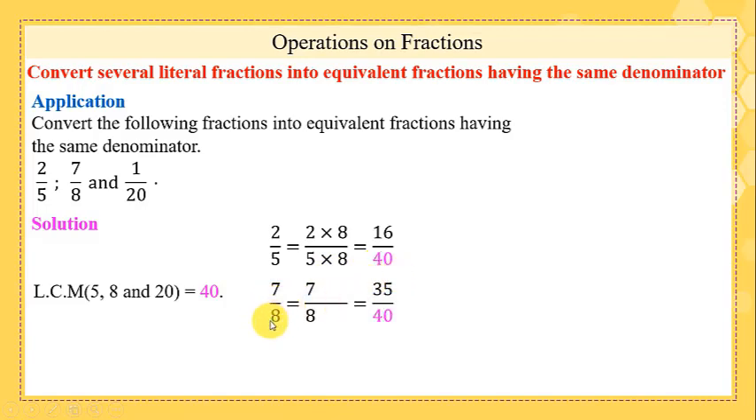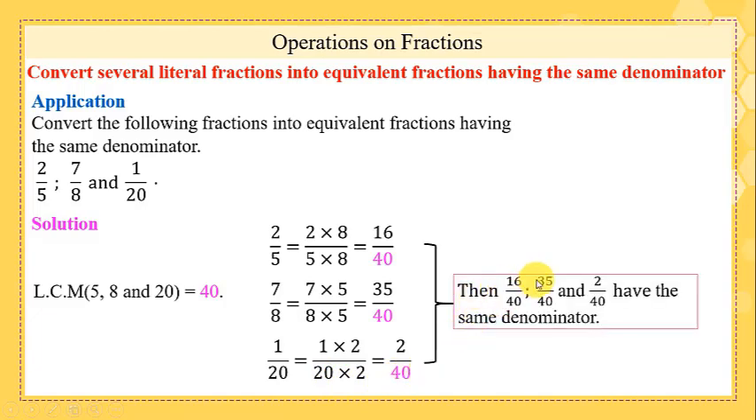Also 7 over 8, we must change number 8 to 40. Then we will multiply the numerator and denominator by 5. Then 7 times 5 is equal to 35 and 8 times 5 is equal to 40. Finally, 1 over 20. Also, we must multiply number 20 by 2. Then we will multiply the denominator and numerator by 2. Then 1 times 2 is 2, 20 times 2 is 40. Then 16 over 40, 35 over 40, and 2 over 40 have the same denominator.